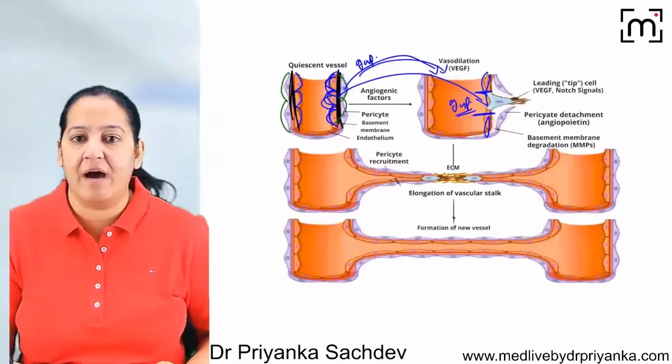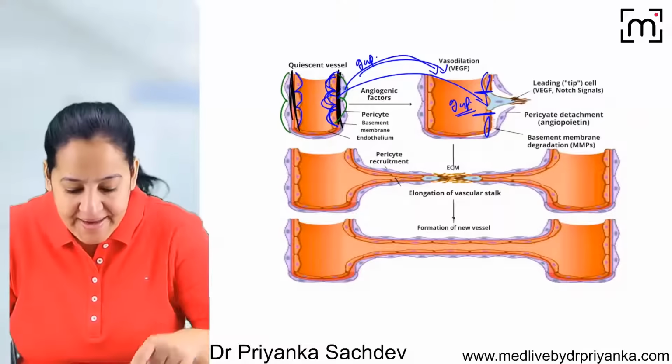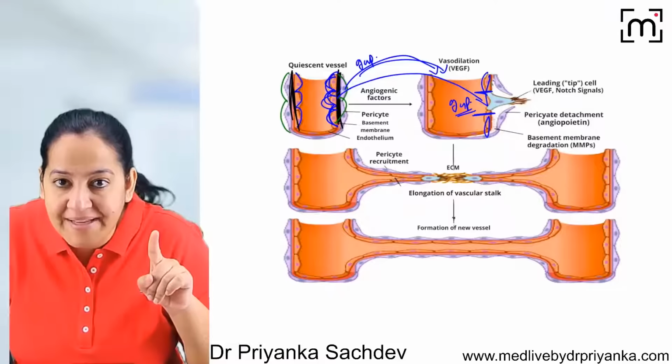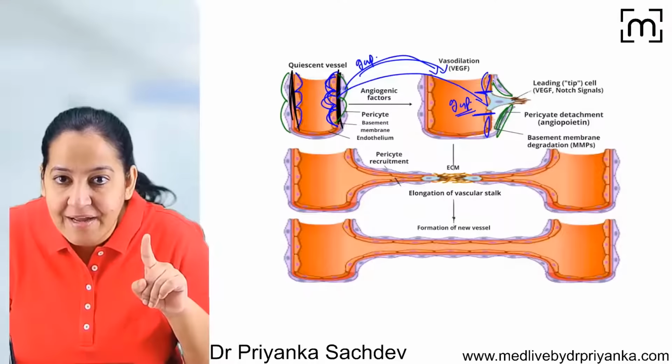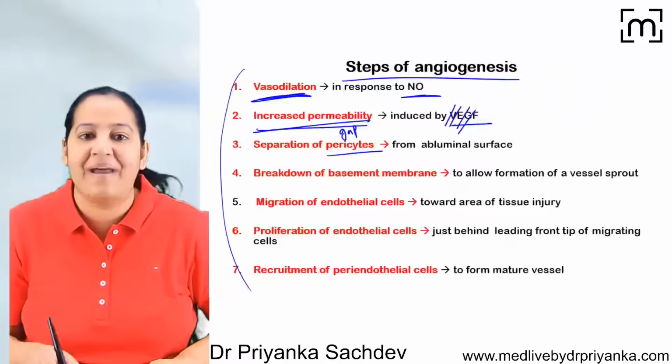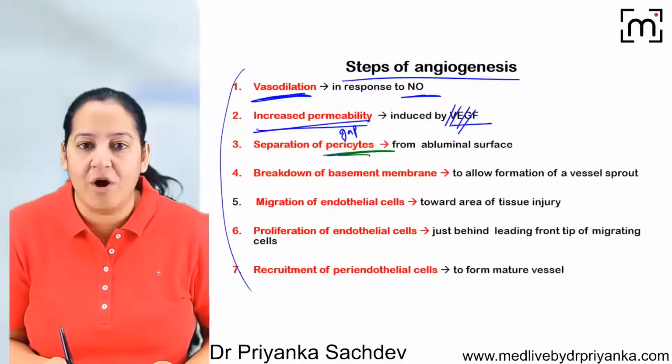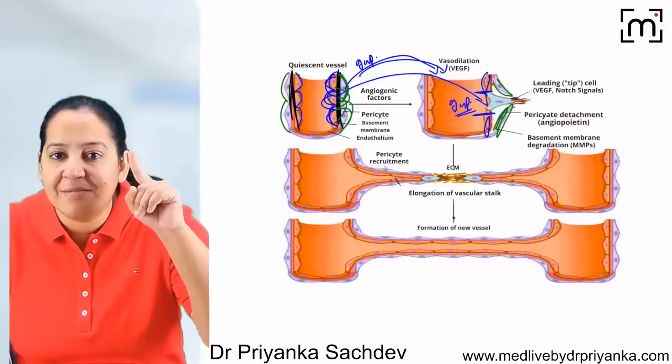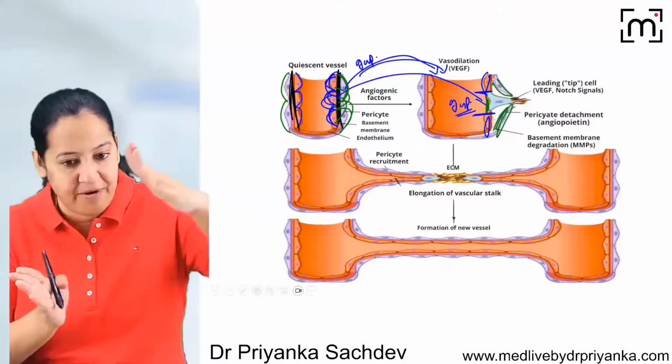Now the pericytes are separating from each other. Can you see? This is a pericyte, and this is a pericyte. They are separating from each other. You can see here pericytes were also continuous. So the pericytes are separating from each other. Now the basement membrane will break. The basement membrane will break. So first the endothelium separates from each other.